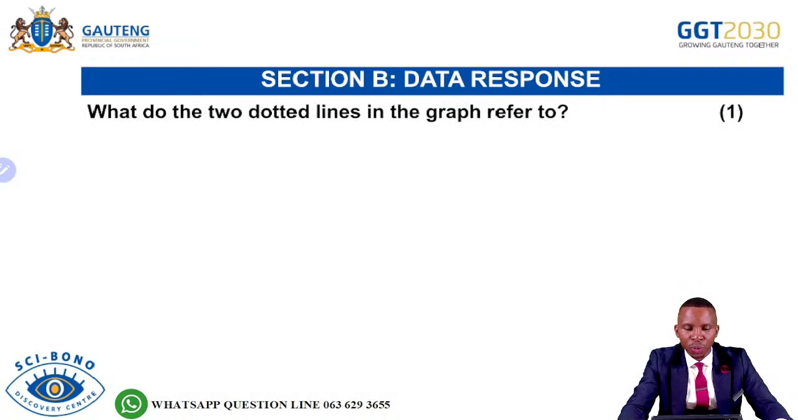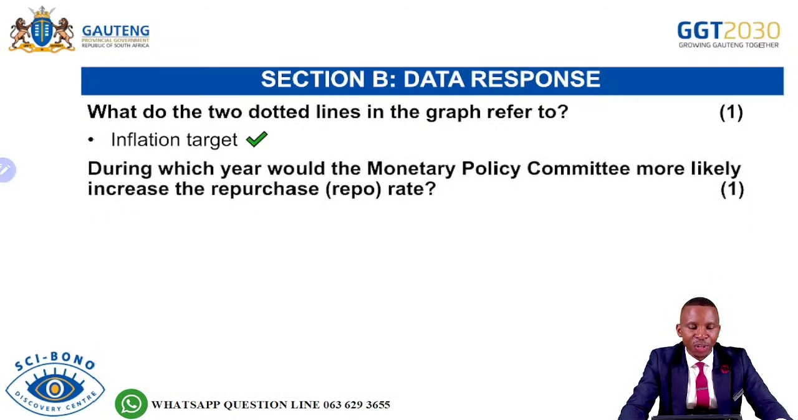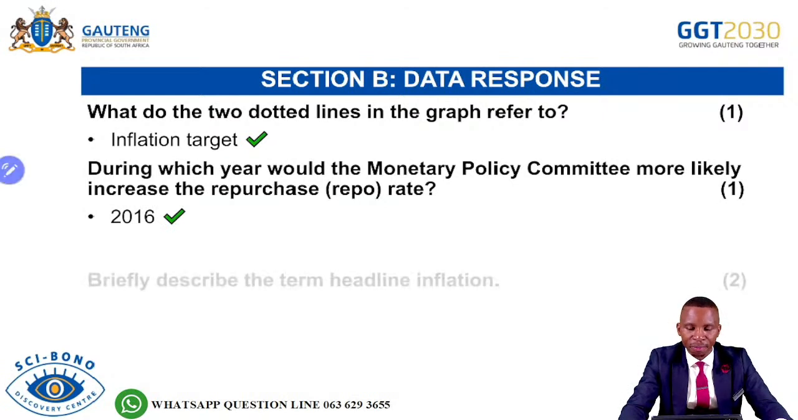What do the two dotted lines in the graph refer to? It refers to the inflation target of between 3 to 6%. During which year would the Monetary Policy Committee be more likely to increase the repurchase rate, the repo rate? That was 2016, where the inflation was beyond its target.